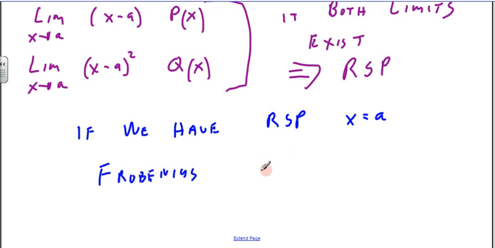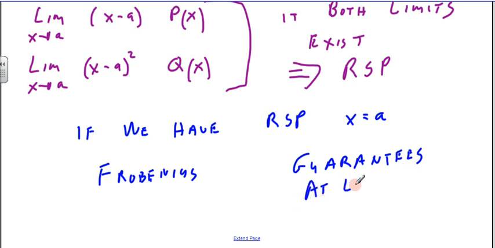And Frobenius guarantees, that's a pretty strong word, not used in math very often, but he guarantees there will be at least one solution. So one solution using his method. So now what is his method? Well, first thing is you have to decide that you're at a regular singular point.